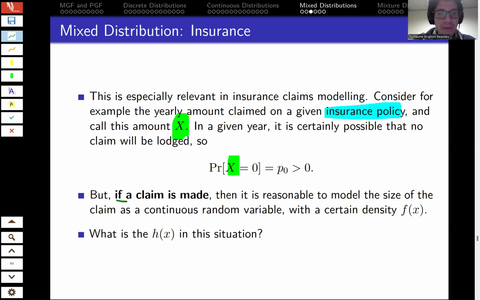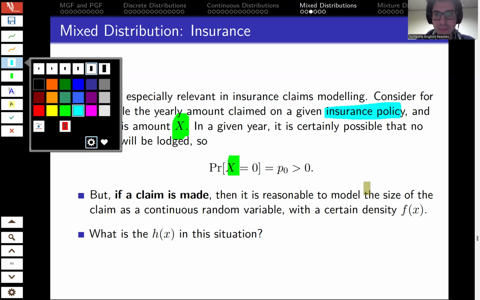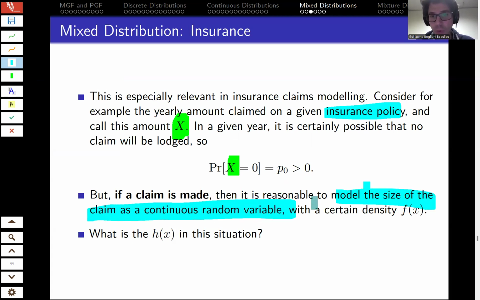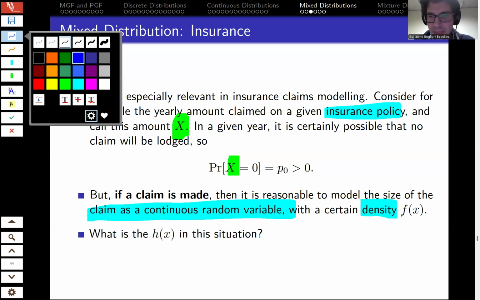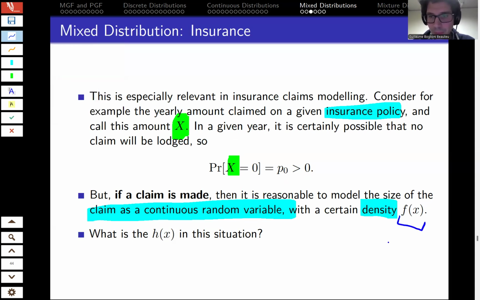But now, if a claim is made, then it is reasonable to model the size of this claim as a continuous random variable with a certain density f of x. I call this a density in the proper sense, because, careful here, what I call f x is the density of the random variable x given that x is bigger than 0. So the random variable x, under the knowledge that x is bigger than 0, is a proper random variable. It is fully continuous, or here it's reasonable to model it as fully continuous. So then it would have a density in the proper sense of the word density.